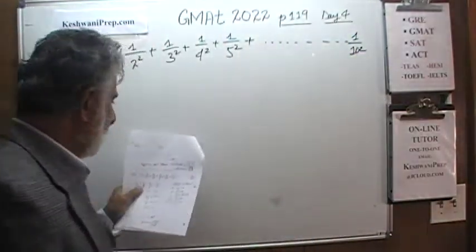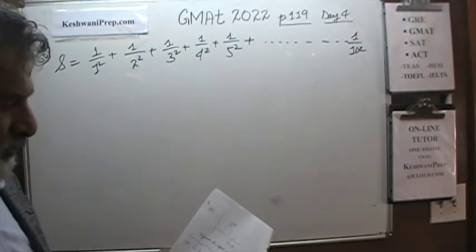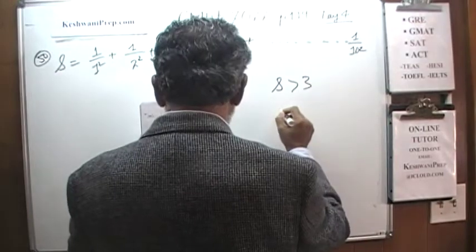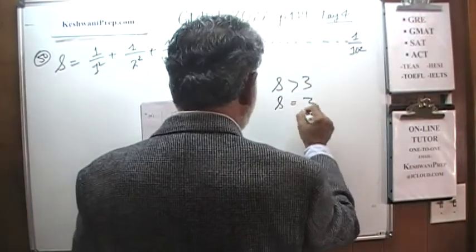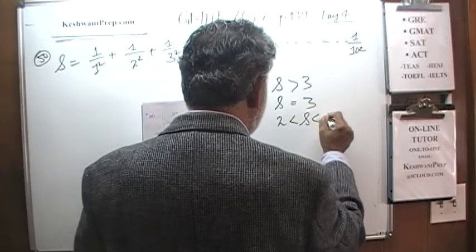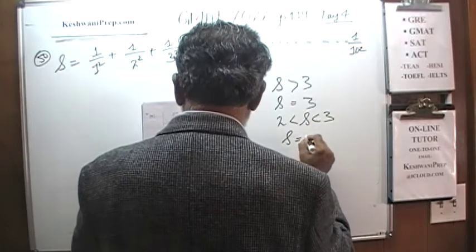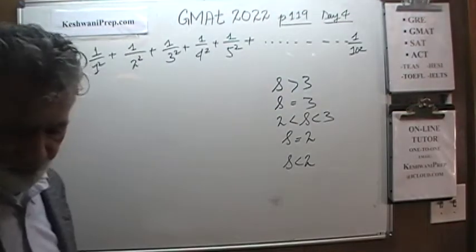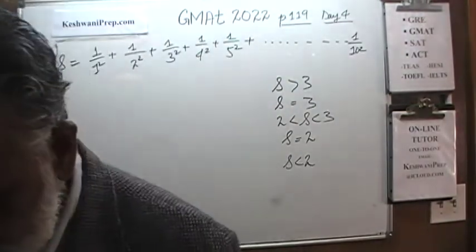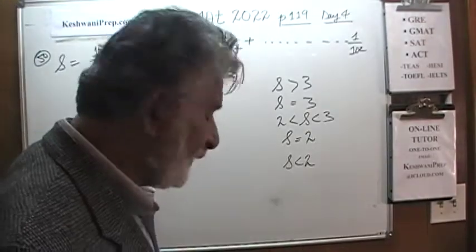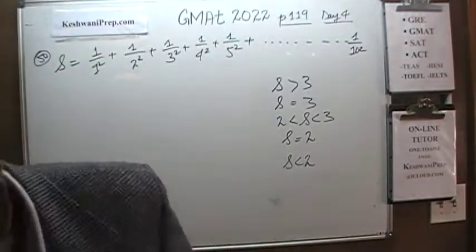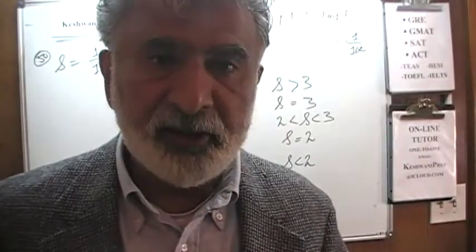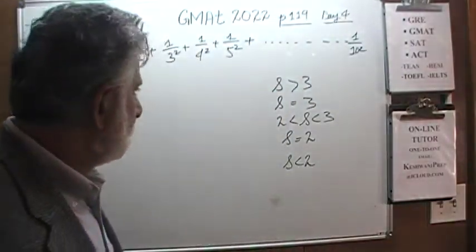The question simply is, what's the value of S? And the choices that we have are: S is greater than 3, S is exactly equal to 3, S is between 2 and 3, S is exactly equal to 2, or S is less than 2. Let's see what we can do. We have to figure out the sum of this series. We don't have to figure out the exact value, obviously, because they're not looking for an exact value. We simply have to be able to tell them whether it's more than 3, between 2 and 3, exactly 2, or less than 2.